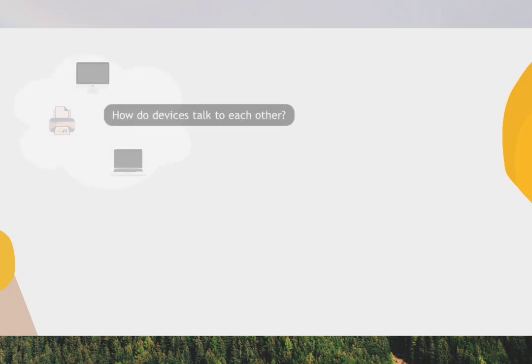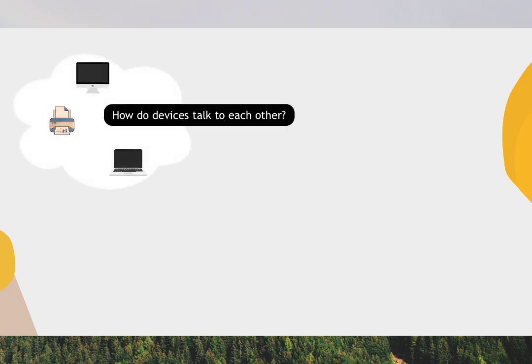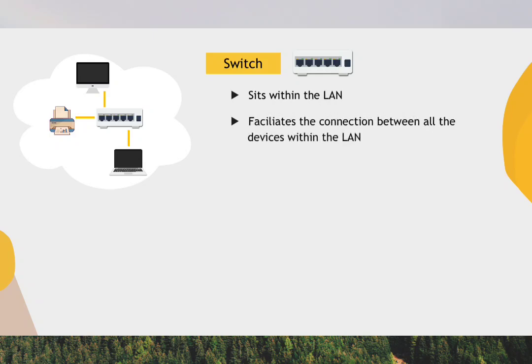But how do devices know each other's IP addresses, or how can they send things to each other? Well, that is a task of a special device on a local area network called a switch. So a switch sits within the LAN and knows all the IP addresses of all the devices and therefore helps them communicate with each other within that local area network. Great, so your laptop can talk to a phone or a printer in the LAN using a switch.